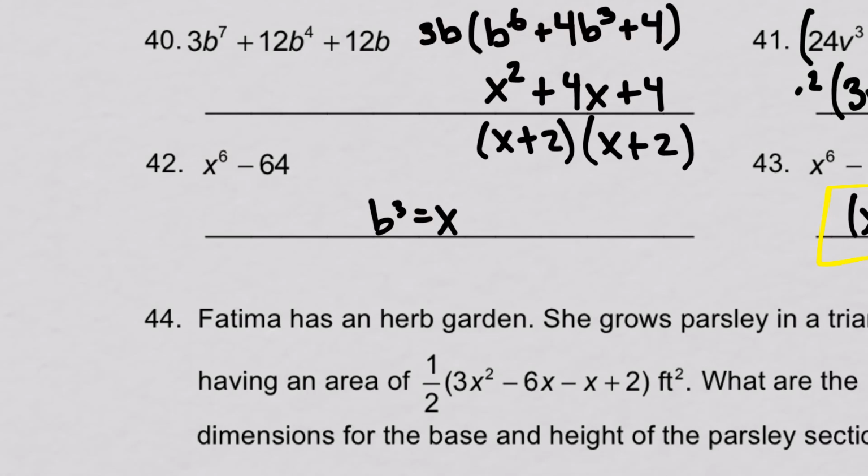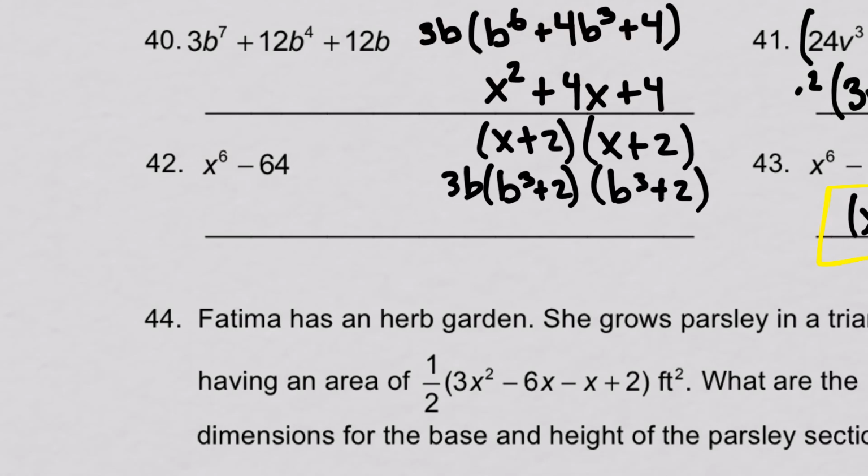Everybody still following? Okay. And now that I'm done, I just factored it. That's it. There's nothing else to factor. Now what I'm going to do is replace that x with b cubed again, because it wasn't x, right? I just replaced it as a placeholder, but now I'm going to replace it back with b cubed. So I get b cubed plus 2 and b cubed plus 2. And 3b in front. Don't forget the 3b in front. And that's my final answer.